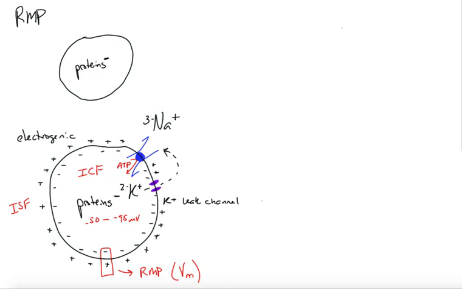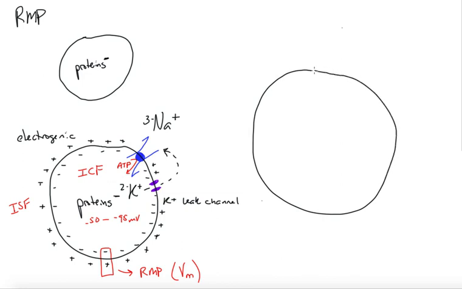And so let's draw one more cell here. And we'll add everything to it. We'll make this one the biggest. Okay, so we've got our sodium-potassium pump. High sodium on the outside, high potassium on the inside.